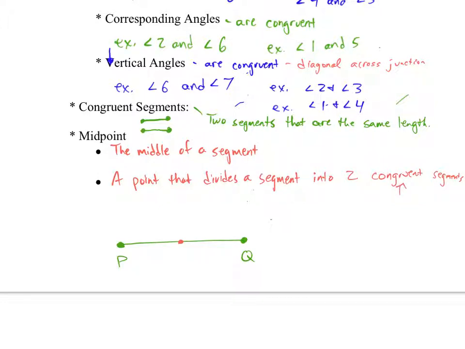And if you want to review that whole, congruent just means equal. So it's going to be a point that divides a segment into two congruent segments. So if we were to maybe make that an M, you could say segment PM is congruent to MQ. Like that.